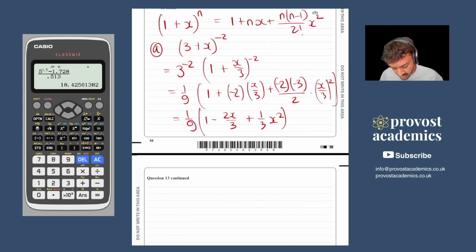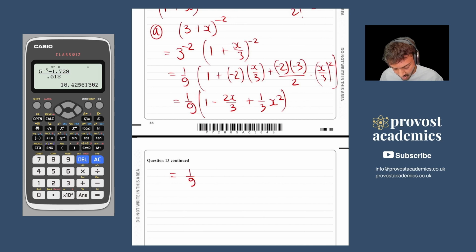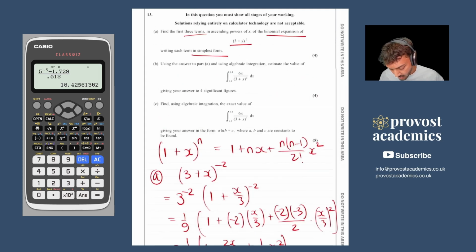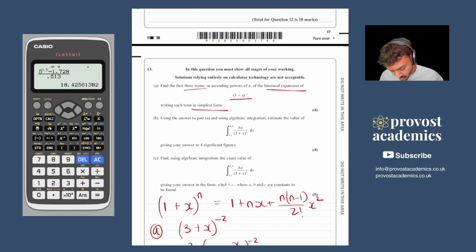And then since they want simplest form, we have to expand everything. 1/9 minus 2 over 27 x plus 1 over 27 x squared, and that's our final answer. Right, part B. Use your answer to part A to estimate this answer. I hope you can recognize right away that it's simply 6x multiplied with the expression that we had from part A of the problem.